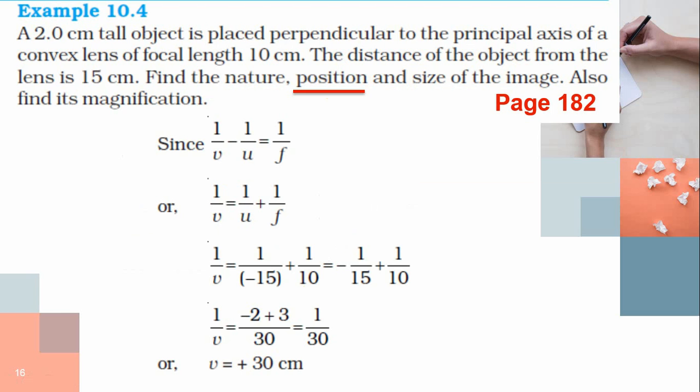First we find the position of the image, so we use the lens formula: 1 by v minus 1 by u is equal to 1 by f. We substitute the values of u and f. After substituting, we take the LCM and find 1 by v is equal to minus 2 plus 3 by 30, which is equal to 1 by 30. Taking the reciprocal, we find v is equal to plus 30 cm.